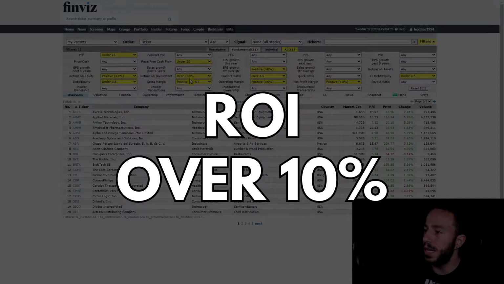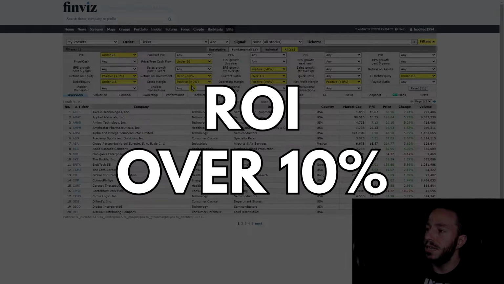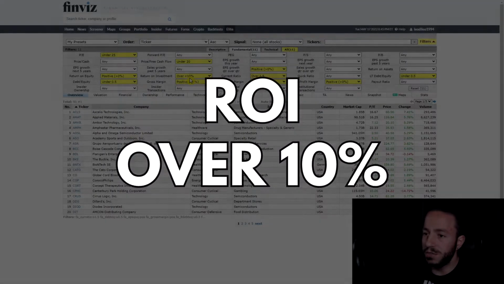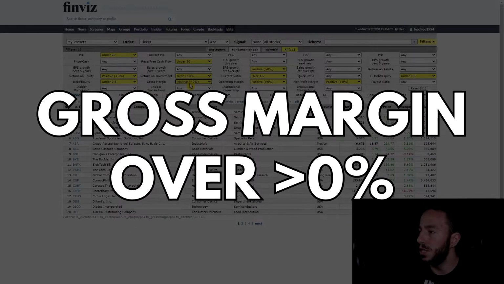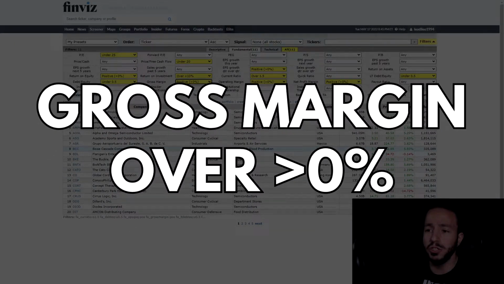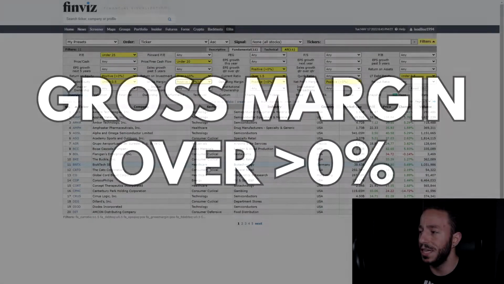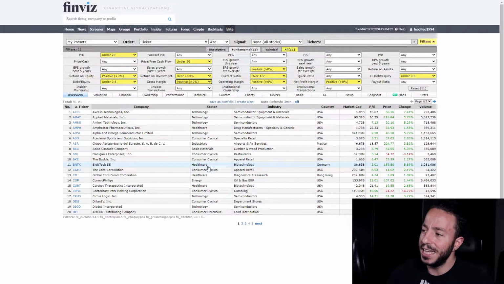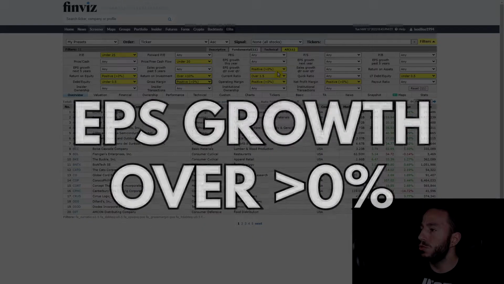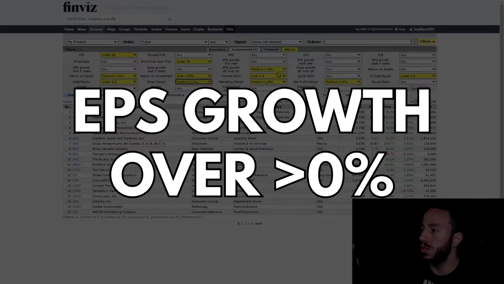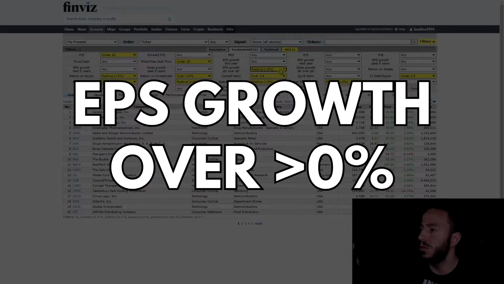Return on investment, I like keeping that over 10%. If I can find companies that have it over 10%, that's phenomenal. Gross margin, anything positive is good, because unless you're looking at specific industries like tech and healthcare, they're going to have a wide range of profit margins. Tech industries usually have high profit margins, and so on. EPS growth, we want to see positive EPS growth, so we're going to keep that positive. Anything over 0 is great.